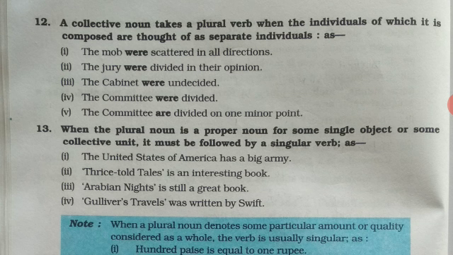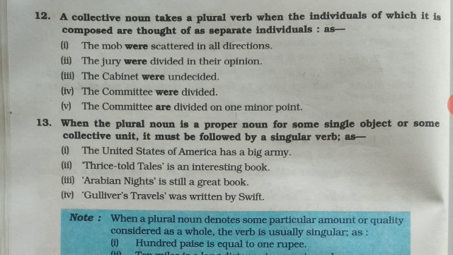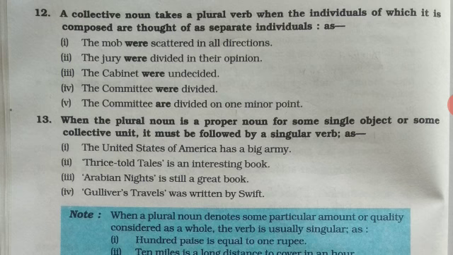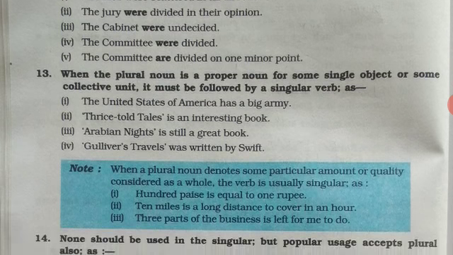And the jury were divided in their opinion. Jury का जो opinion सब पर divided था. अगर one होता तो was लगता, but divided है. That's why you will use a plural verb here. Right? The cabinet were undecided. The committee were divided. The committee are divided on one minor point. Clear?